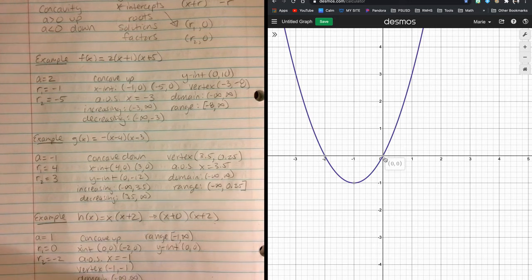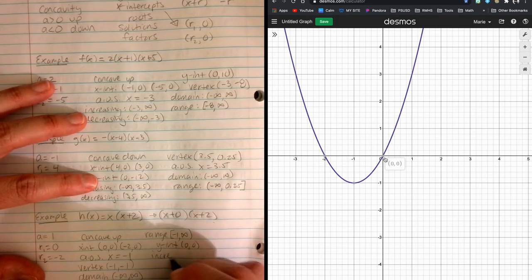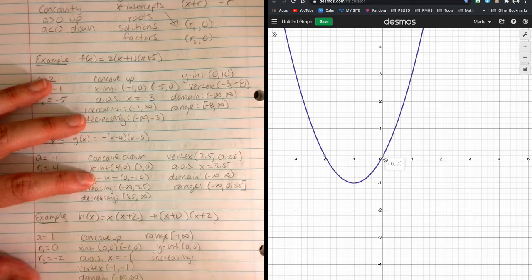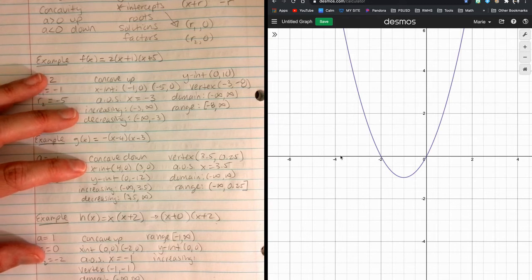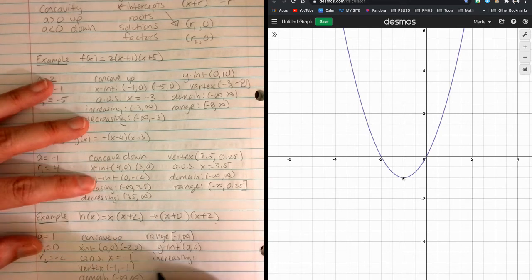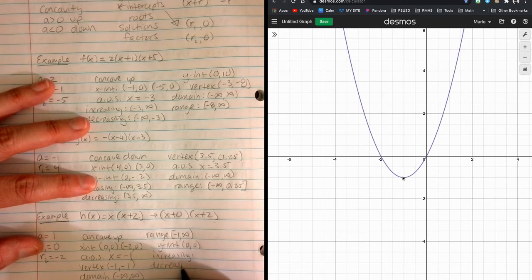Okay, last thing, increasing and decreasing. So we read it left to right. Starting at the left here, negative infinity, as I go along my x-axis, I can see my outputs are decreasing. So my function starts with decreasing. So I'm going to start there.